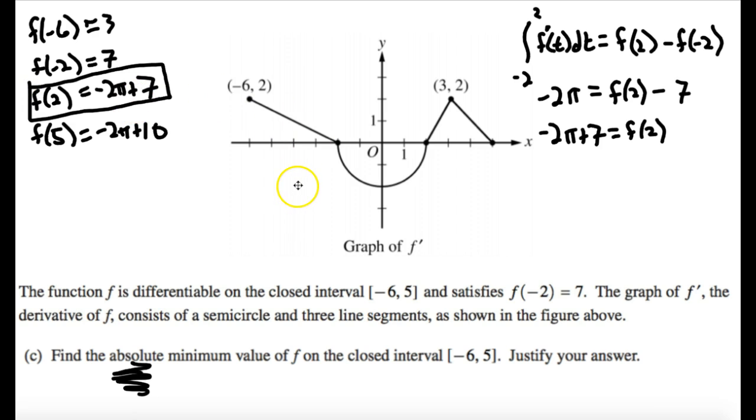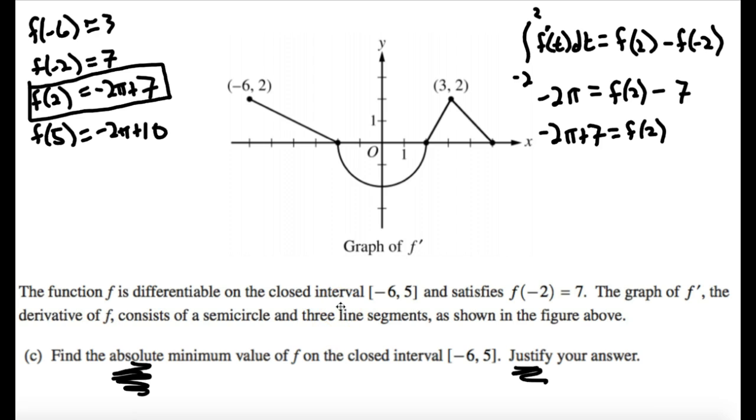Okay, so showing our work and justifying our answer. Again, remember it says justify, so we would want to say that the absolute minimum value is -2 pi plus 7. This occurs at x equals 2. And then our work here, testing each of these points, can be our justification.